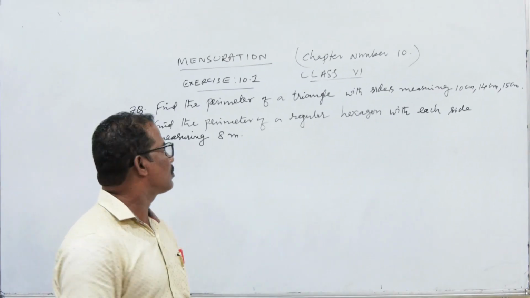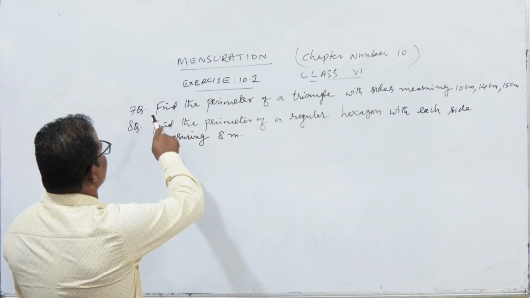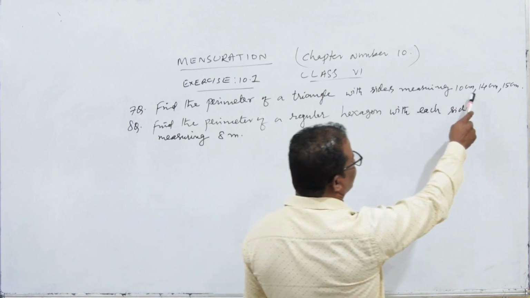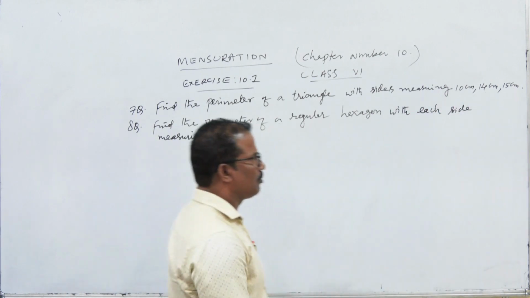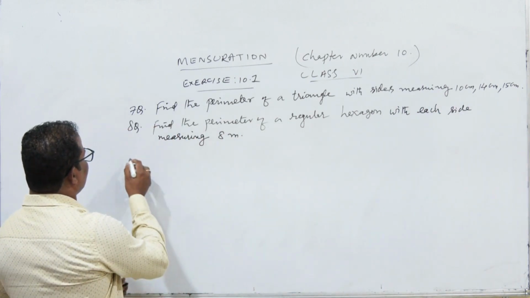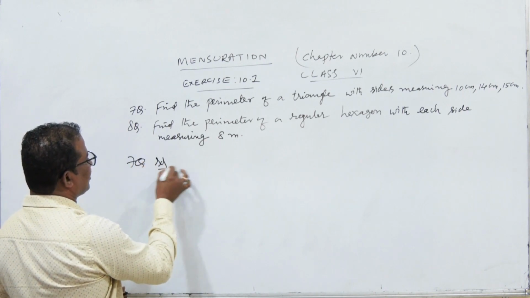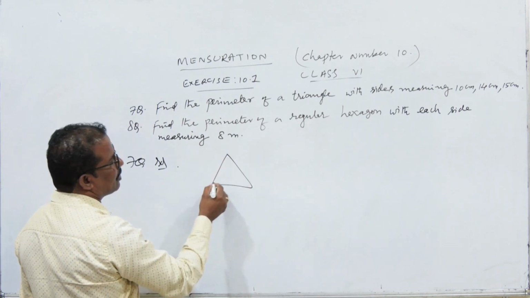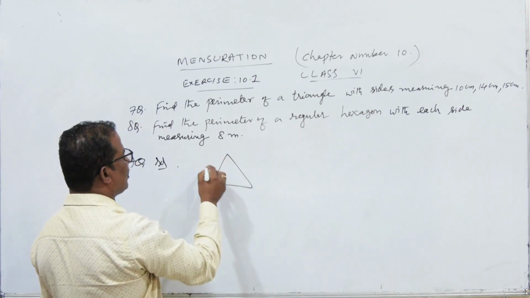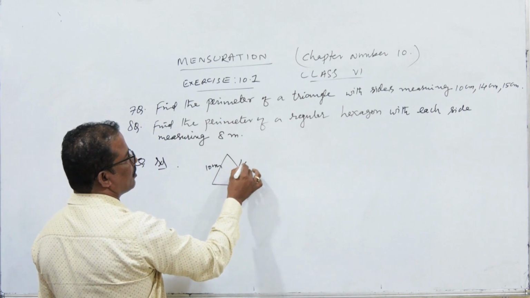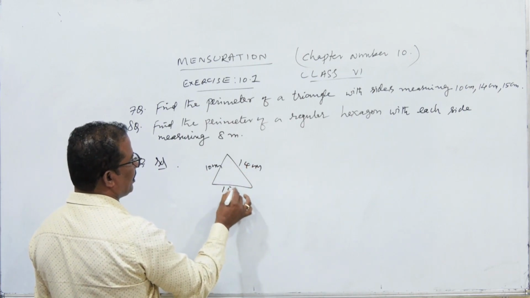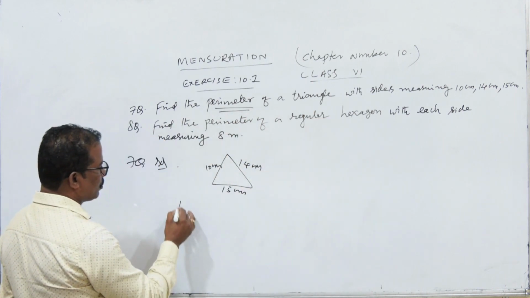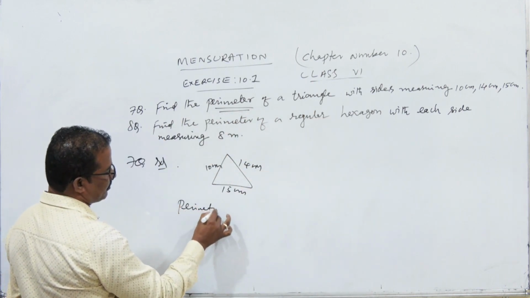So let's see question number 7 and 8. In the 7th question, find the perimeter of a triangle with sides measuring 10 centimeter, 14 centimeter and 15 centimeters. We already did so many questions for finding the perimeter. You can draw a triangle whose sides are given: 10 centimeter, 14 centimeter, then 15 centimeters. The question is to find the perimeter of this triangle. So we know how to find the perimeter.